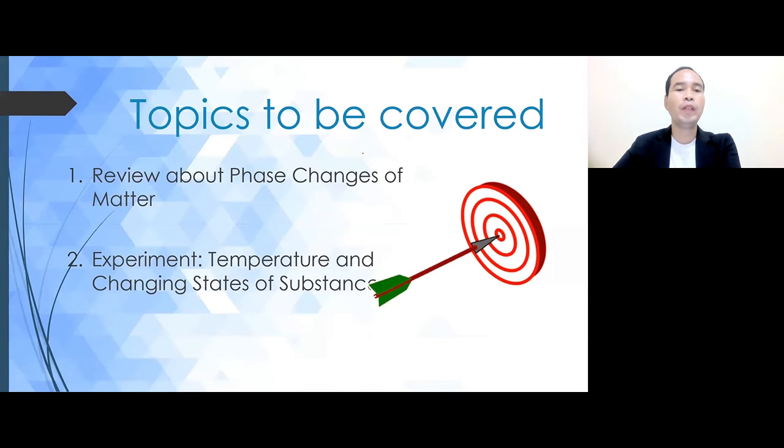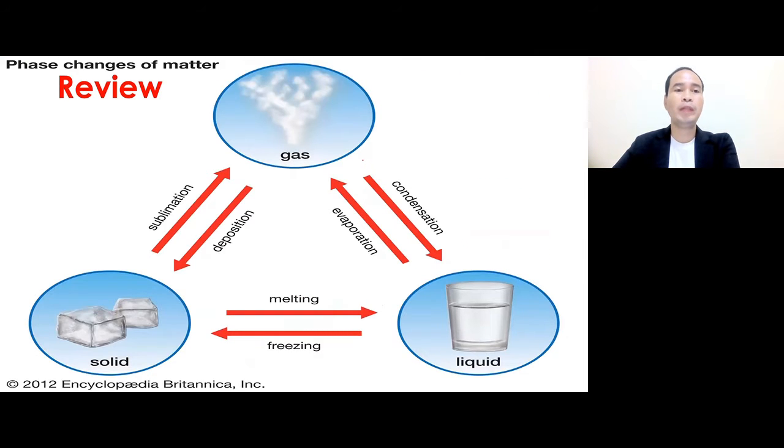For this video, we are going to review the phase changes of matter. And number 2, we are going to do a little experiment about temperature and changing states of substances. So before we go to the experiment, let's have first a short review. So we already learned about the 3 states of matter. They are your solid, liquid, and gas, right?